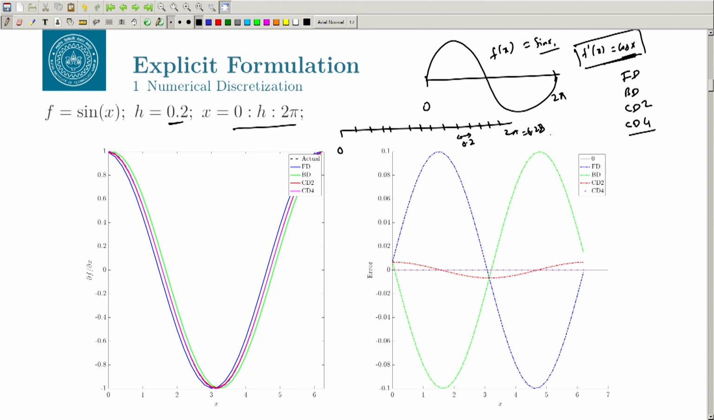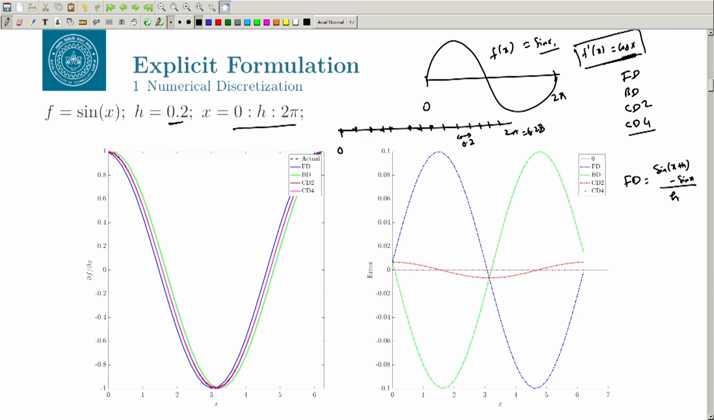Now that you know the function is sin x, you can get the sin x value at every discrete point. Once you get those values, for the forward difference, you use sin of x plus h minus sin x, divided by h, right. This will give you the forward differentiating. Similarly, you can do the backward differentiating and other formulations that we discussed.